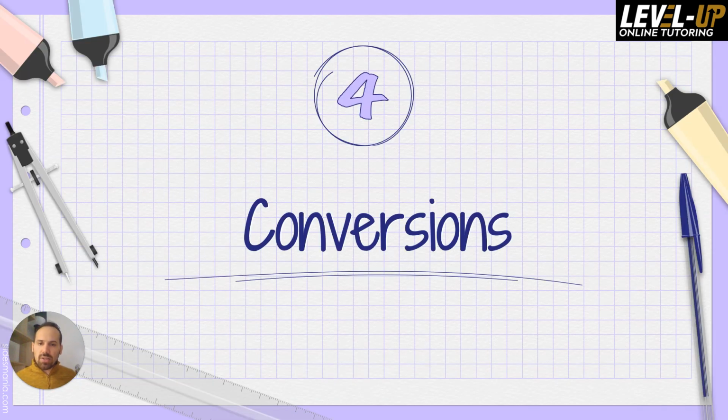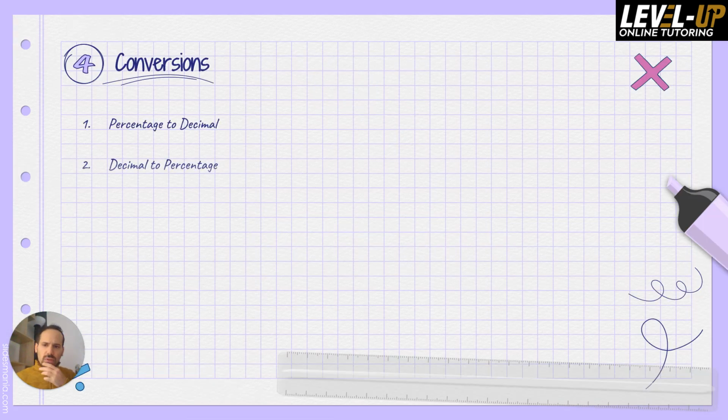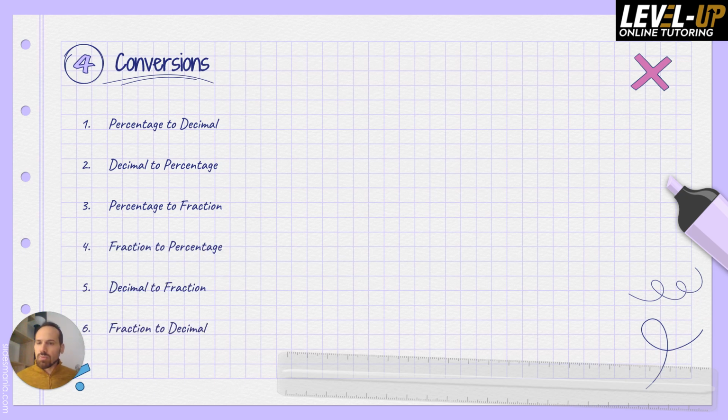So the last topic is how do we do those conversions? How do we convert from one form to the next? Here's all the possible different conversions we could have between our three different types of proportions. So let's look at the first pair: percentage to decimal or decimal to percentage. It's going to be the same process, isn't it? But just in reverse. So let's look at, say, 63%.